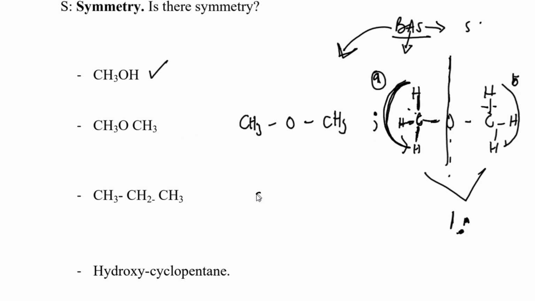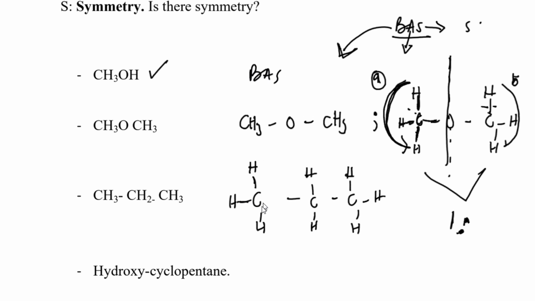Now let's look at this also. This structure, let's draw the structure. We have this CH3, CH3. We have this hydrogen, hydrogen, and we have this hydrogen, hydrogen, and hydrogen. Now, looking at BAS again, it's bonded to carbon, bonded to carbon, bonded to carbon. This one is bonded to carbon, bonded to carbon, bonded to carbon. This one is also bonded to carbon.